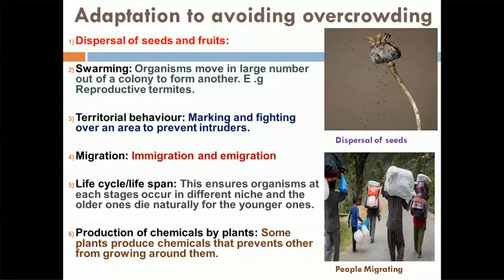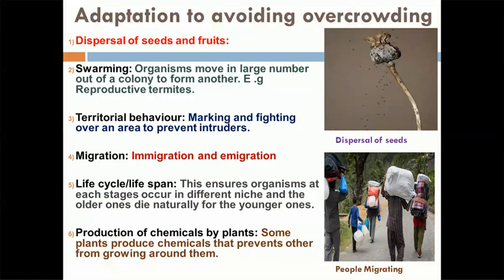Number 3, territorial behavior. This simply means marking or tagging a particular area as a territory, and the organism that marks it will prevent other intruders from coming into that marked territory, and so it will prevent overcrowding. Another one is migration.